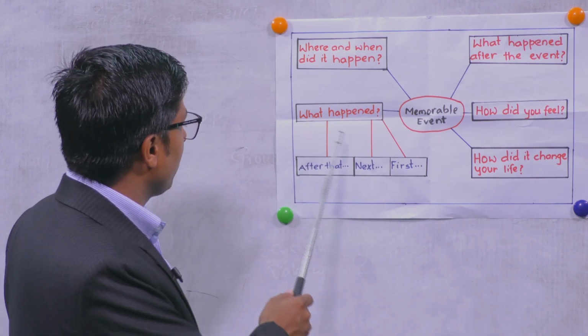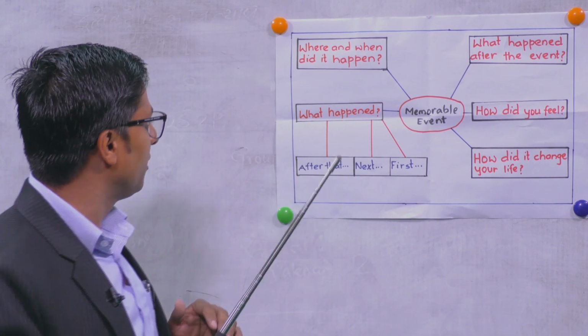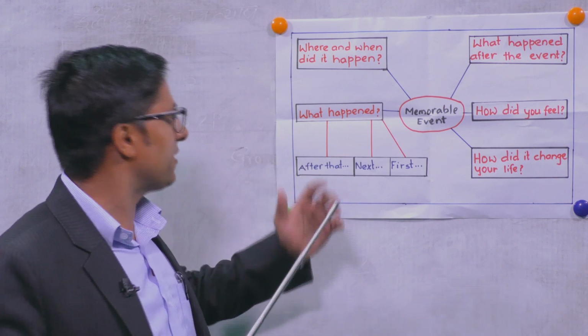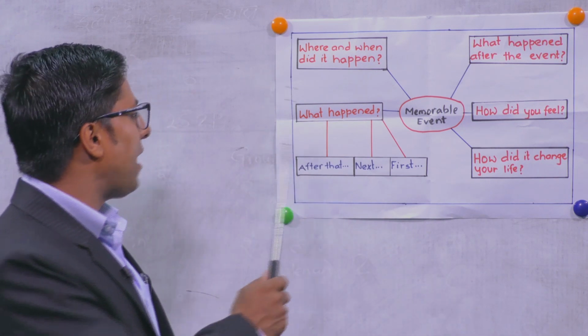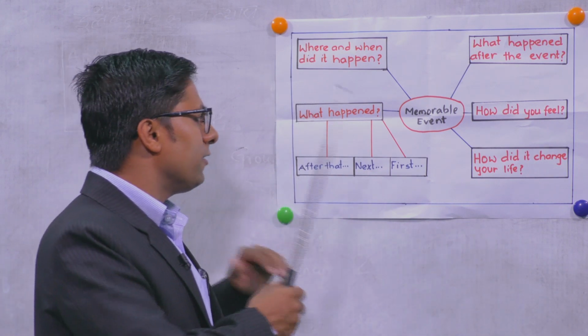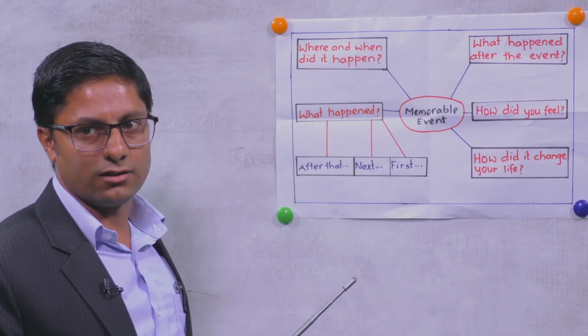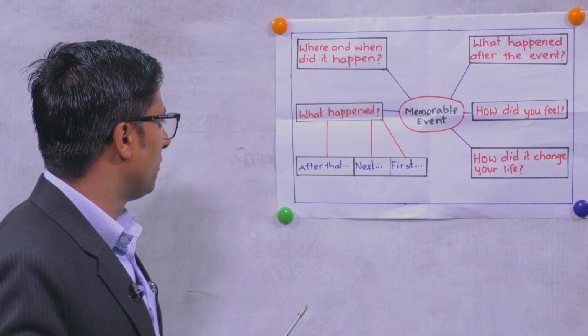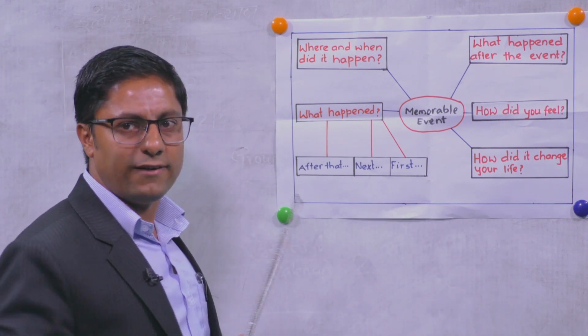Similarly, look at the next question. What happened? After thinking about the time and place, you recall the events. What happened? Even in your memorable event, there can be a series of events taking place. So, what happened first?